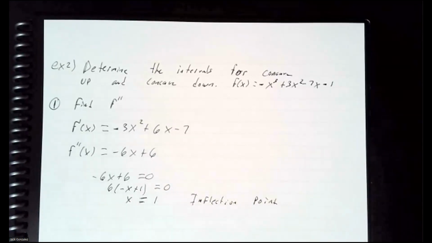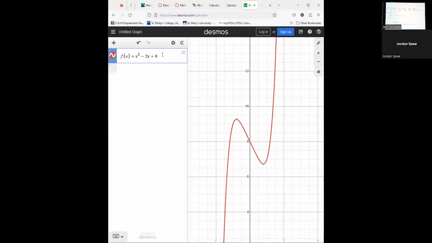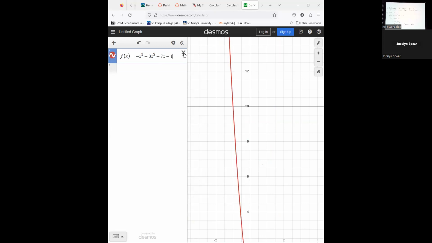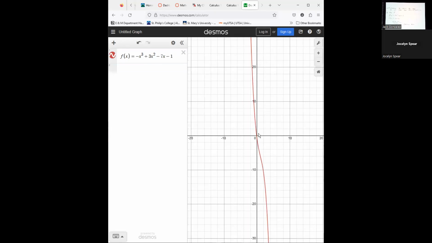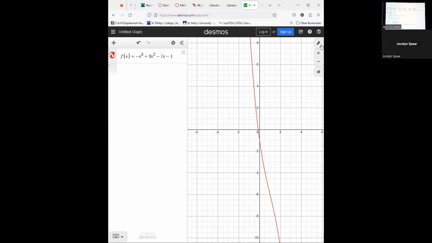Let's graph it just so we can see it. They didn't ask us to, but I want you to see it. I believe that's it, right? Let me adjust this.